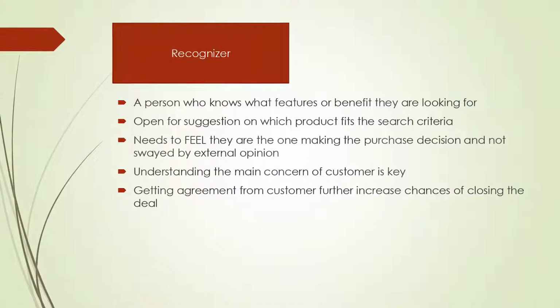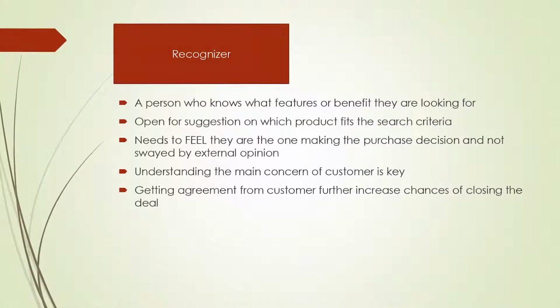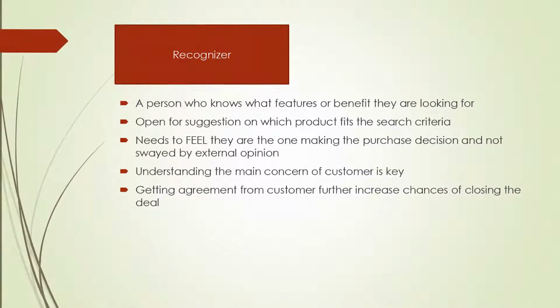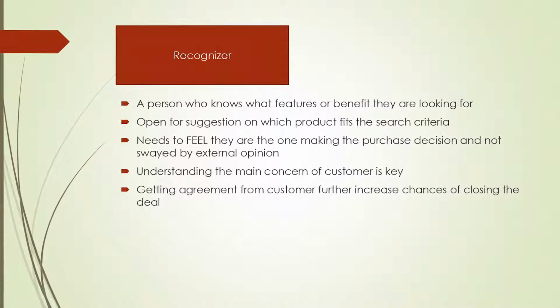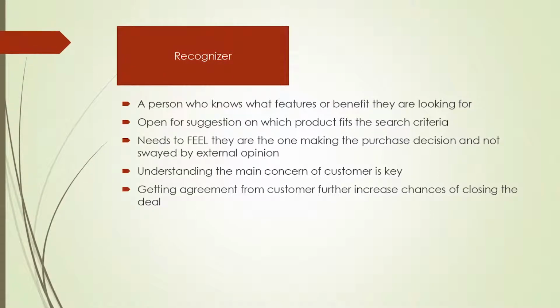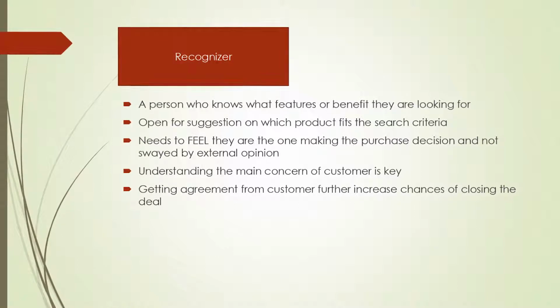The next one is what we call the recognizer. The recognizer is a little bit different from the monopolizer, where they know what they want, but they're not too sure what exactly the product is that they're looking for.